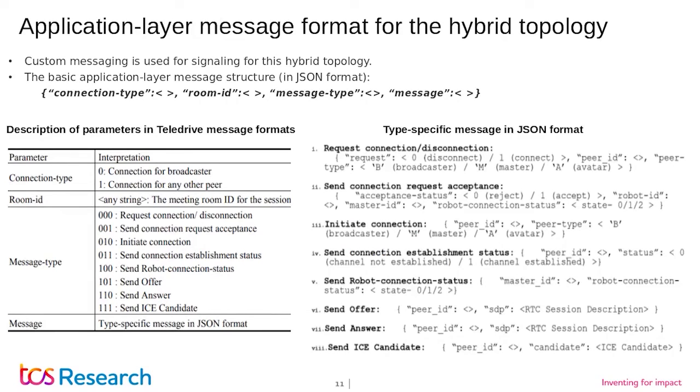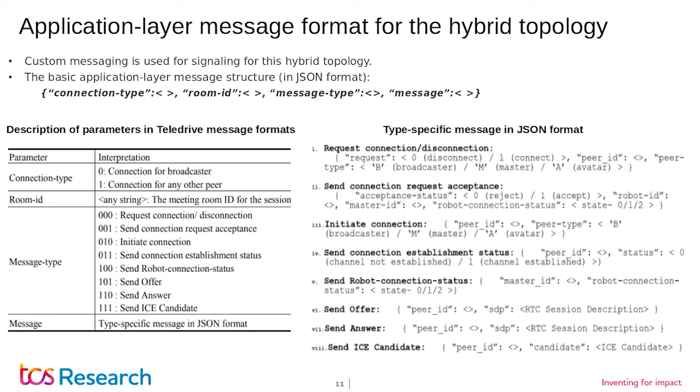Here we have also defined our custom application layer message format for this topology. We have used a JSON format. All these parameters of the JSON format are described in the table on the left-hand side. The connection type consumes 1 bit of information, where 0 means the connection is for the broadcasting session, and 1 means the connection is for the P2P for avatar control.